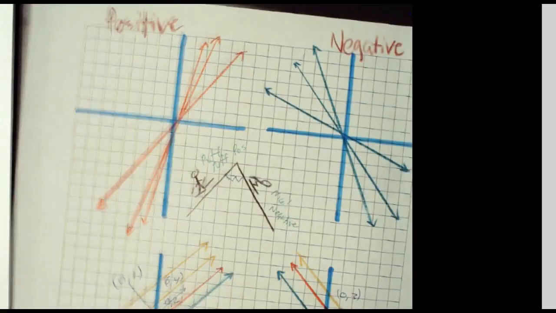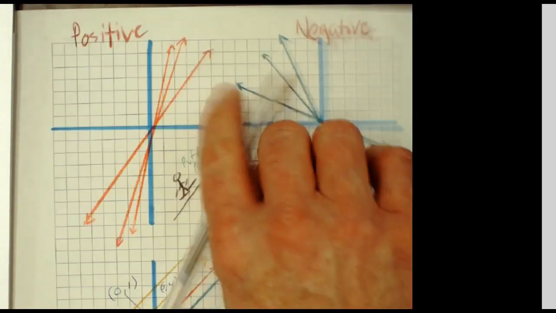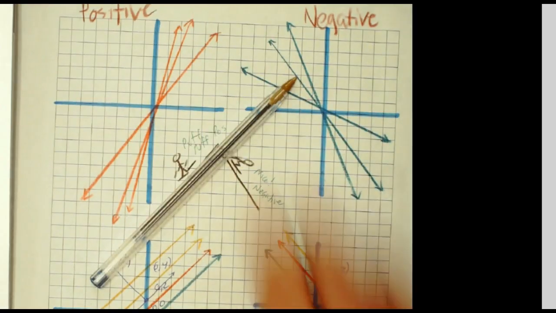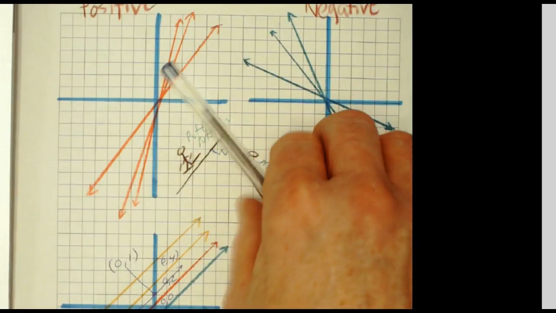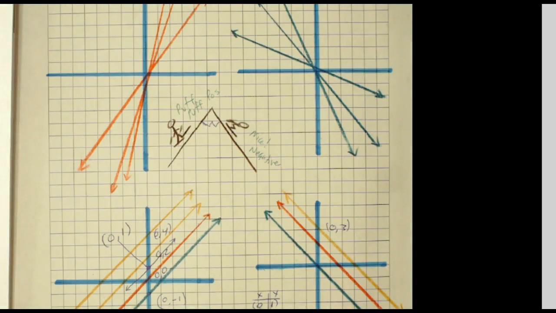Remember, positive. Negative. And then we've got y-intercept, which is where it crosses the y-axis. And remember, the x will always be 0 for that.